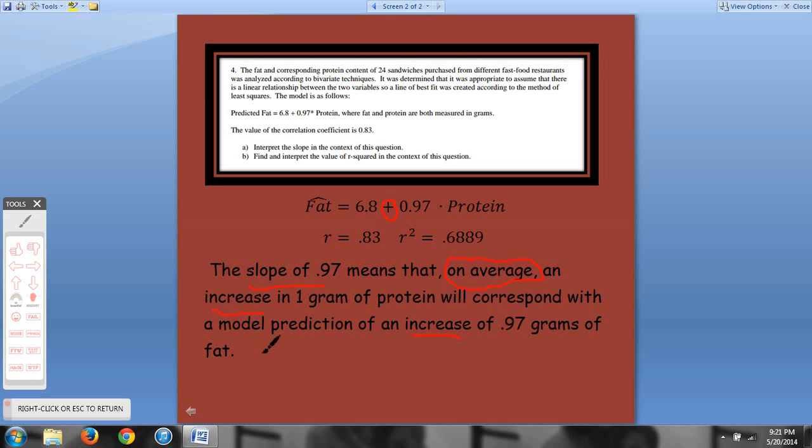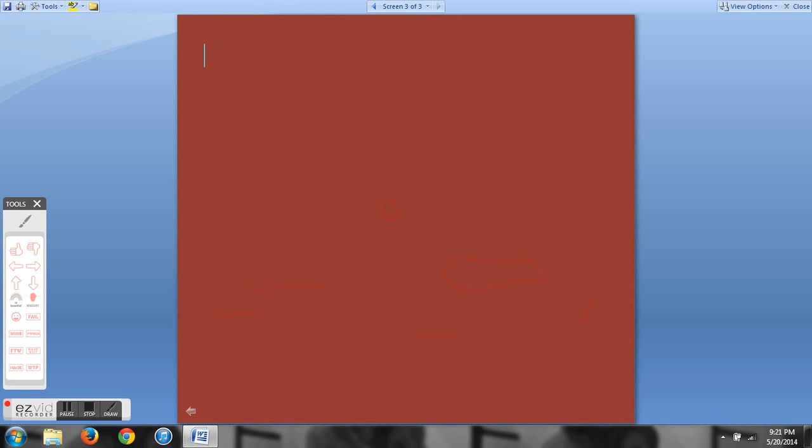Also, you need to include the units. Again, that's not interpreting it unless you have your units. Otherwise, it'd just be a random number that has no meaning. So let's move on to our vertical intercept. We have a vertical intercept of 6.8.